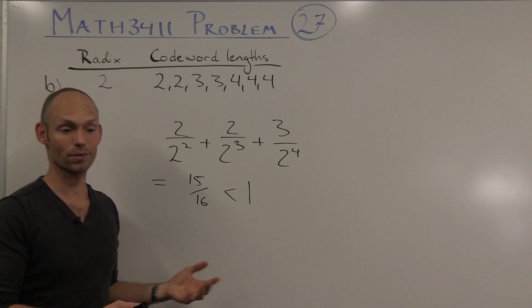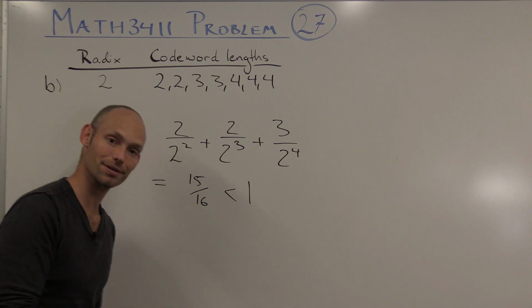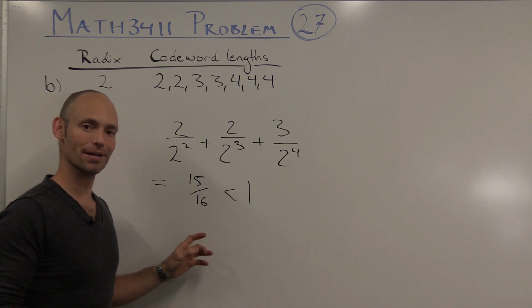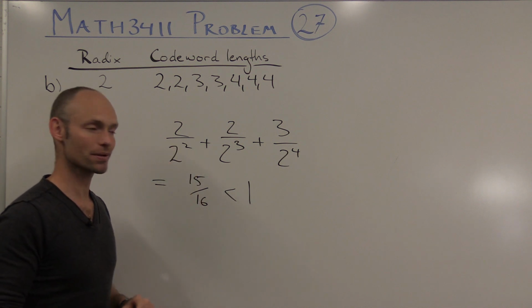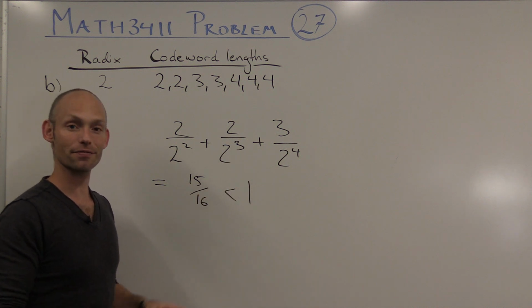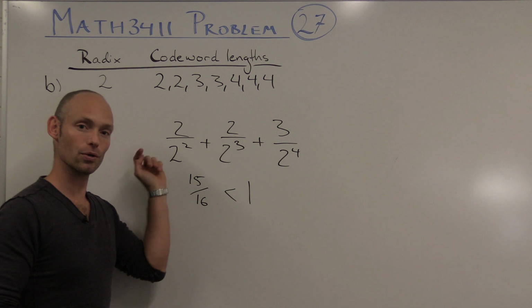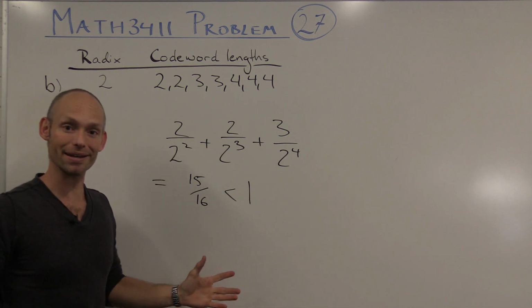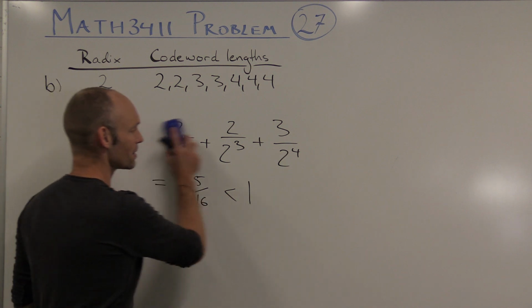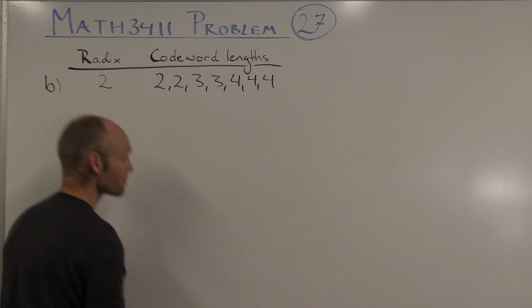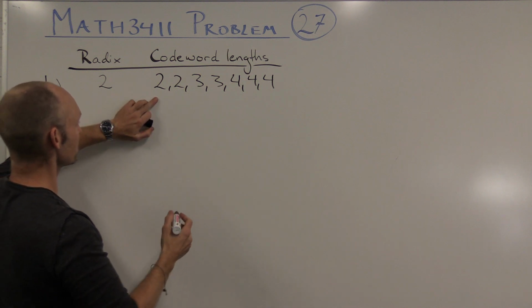In fact, the problem asks us to find them, so let's do that. If you had a good guess that it might be possible to construct one of these, you could just skip this and just try to construct it. Given that the first answer was no, you can't, then the answer to B here is probably going to be yes, you can. But you can still use the Kraft-McMillan Theorem if you want. So let's try to construct such a code.